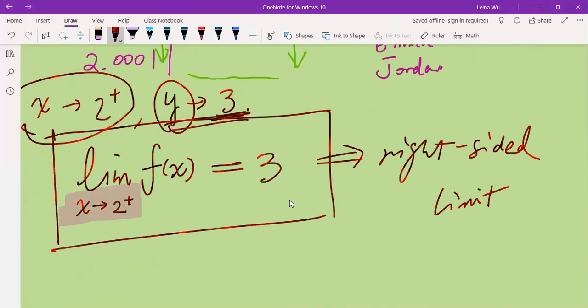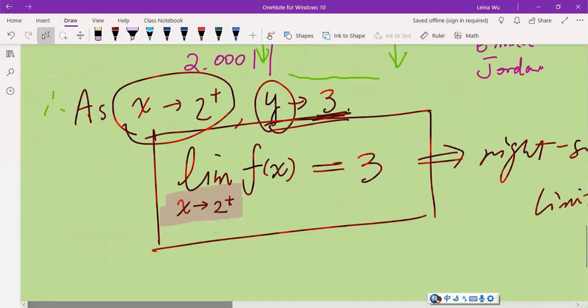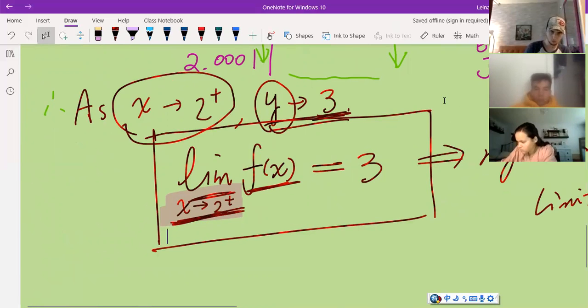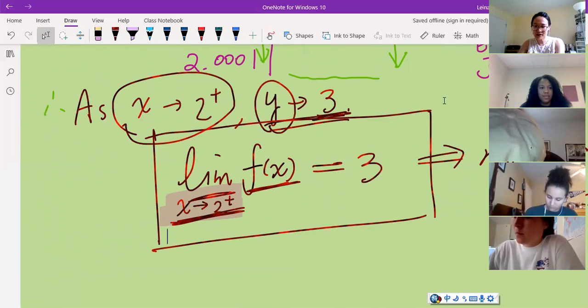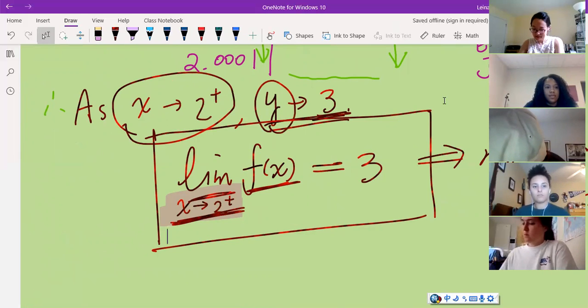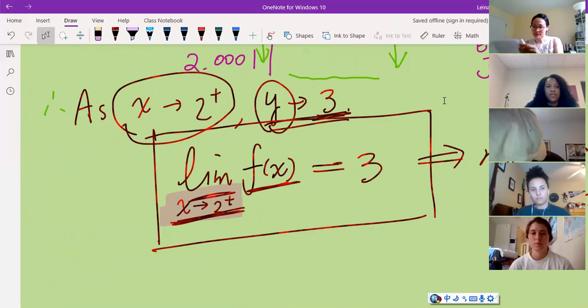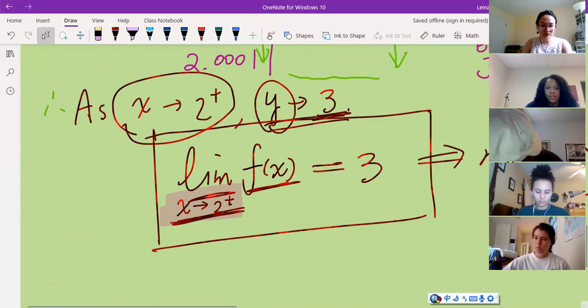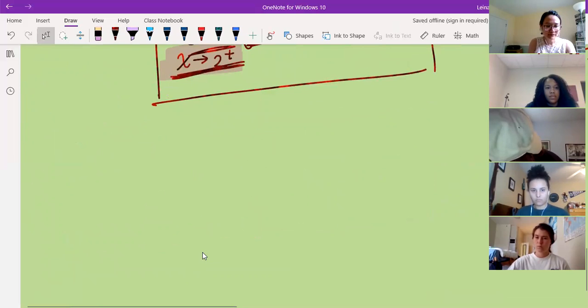Okay, so overall, the limit is basically the trend. The limit is the trend of the function when x is moving towards a certain point. Is that clear so far? Okay, so next, we're going to look at another example. And over here, we're going to look at this from another trend. Before we do that, let's put a note here.